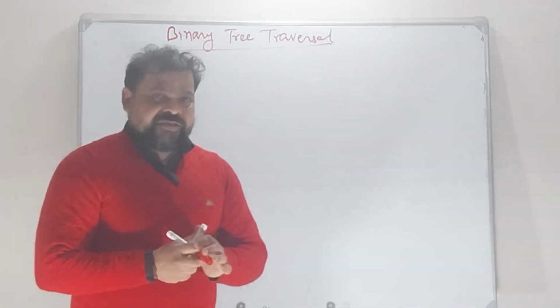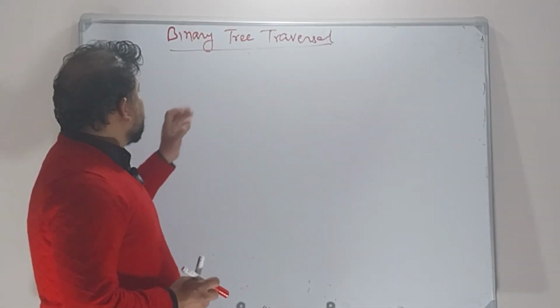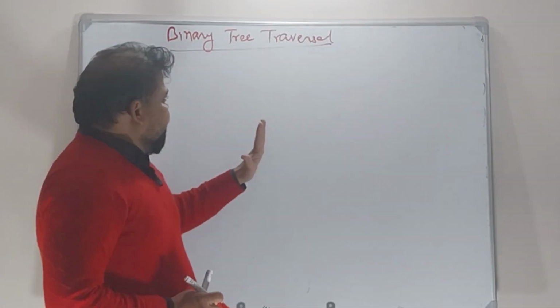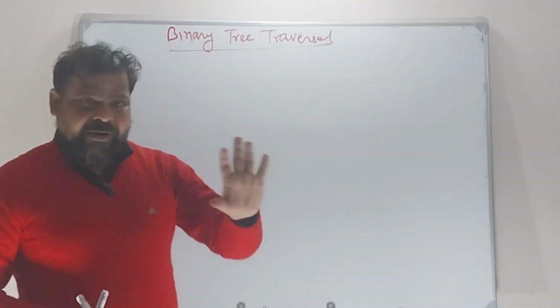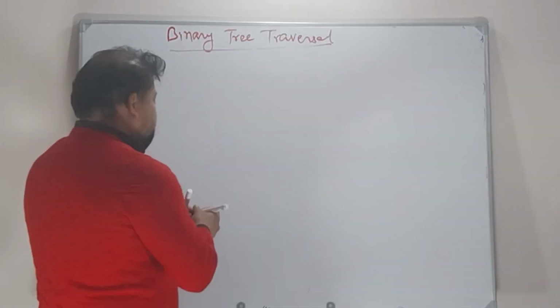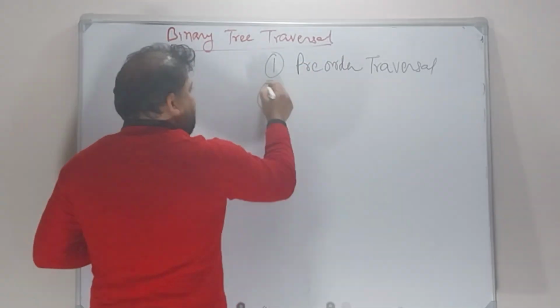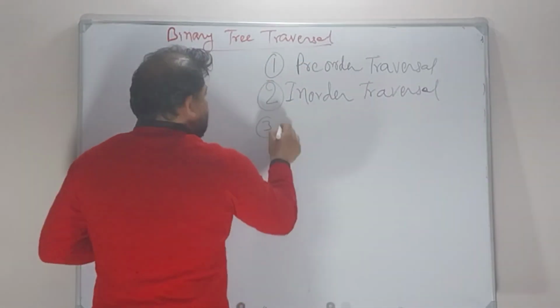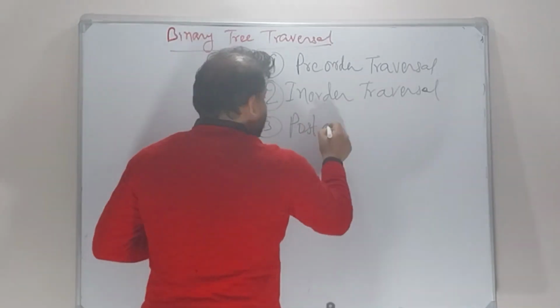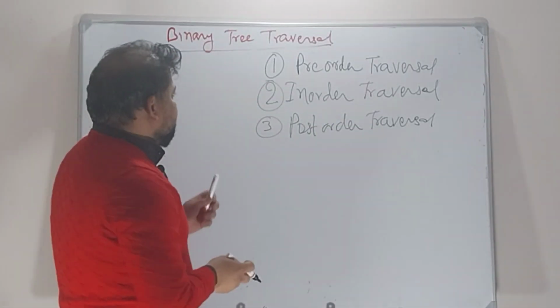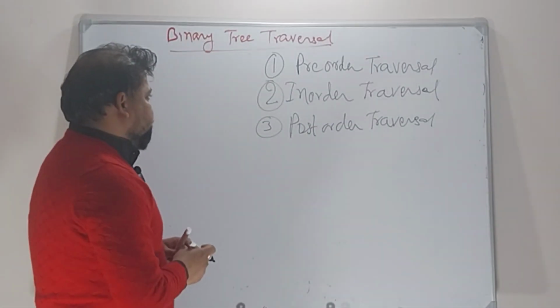Hello everyone, in this video I am going to explain binary tree traversal. There are three methods to traverse a binary tree: pre-order traversal, in-order traversal, and the third one is post-order traversal. Here I am going to explain only the pre-order traversal.